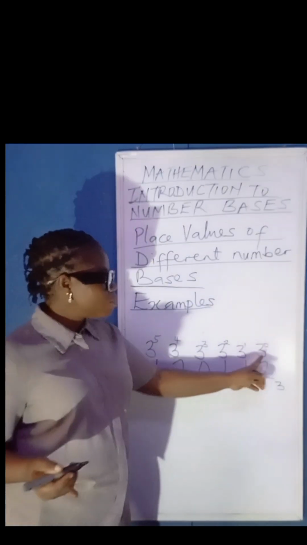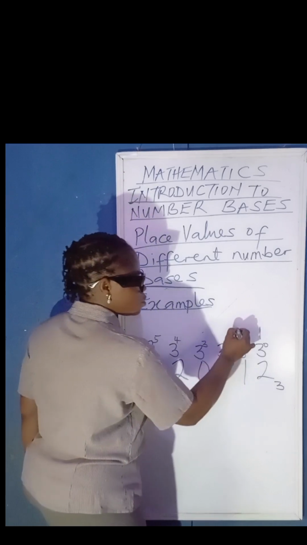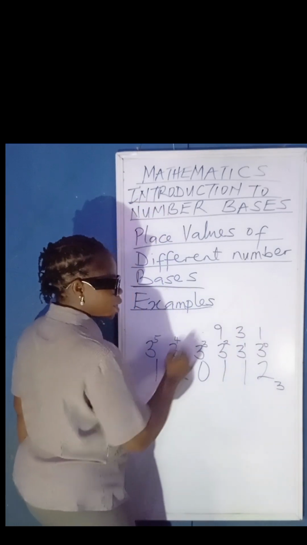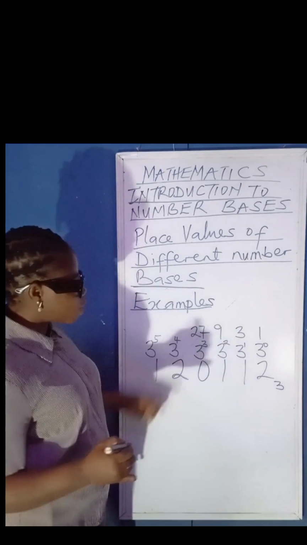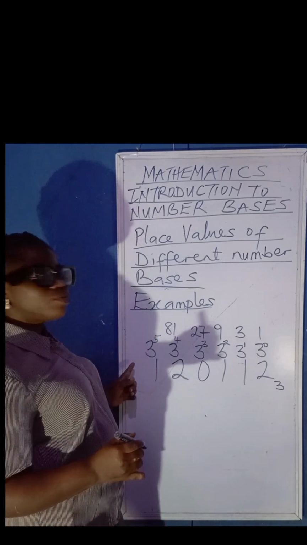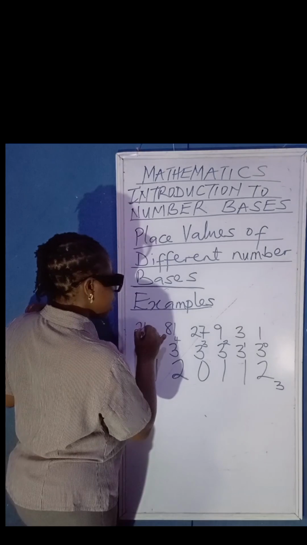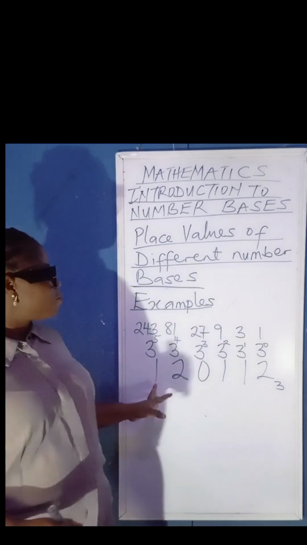Converting them, 3 raised to power 0 is equal to 1. 3 raised to power 1 is equal to 3. 3 raised to power 2 is 9. 3 raised to power 3 is 27. 3 raised to power 4 is 81. While 3 raised to power 5 is going to be 243.